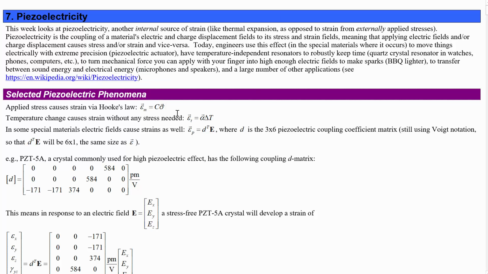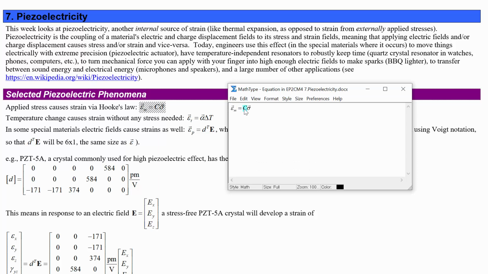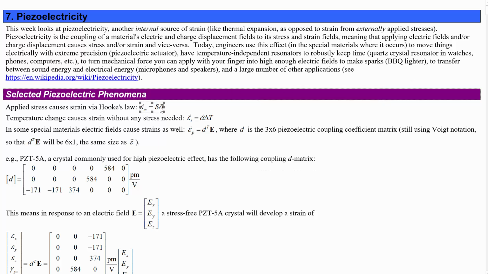So we've already seen how stress leads to strain through the compliance matrix, which has the wrong symbol here. That should be an S. Yeah, the compliance matrix is the one for S. We've seen how stress leads to strain through the compliance matrix, and this is Hooke's law, right? You push on it more and it's going to move more depending on how compliant the material is. Stiffness would have been on the other side. And we've seen how temperature change can cause strain directly. We called this the thermal strain last week.